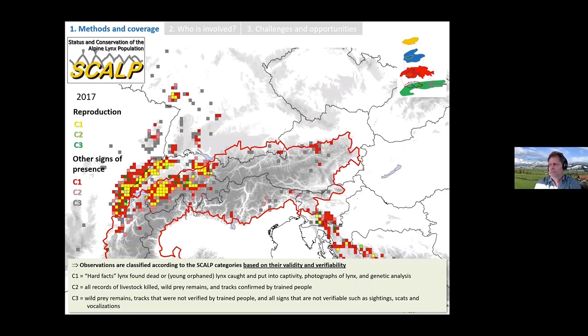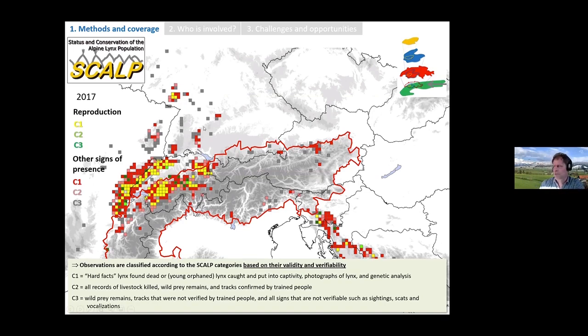So here, just a map to show you what we do then with all this data. We classify them according to the SCALP criteria, and you see that we are also collaborating with the neighboring countries to plot now the distribution map. Here, it started in the Alps, but then it was extended to the Dinaric Mountains, the Jura Mountains, where you see here also the Vosges Mountains, also the small population that was reintroduced in the Palatinate Forest and the few occurrences in the Black Forest and surrounding areas.